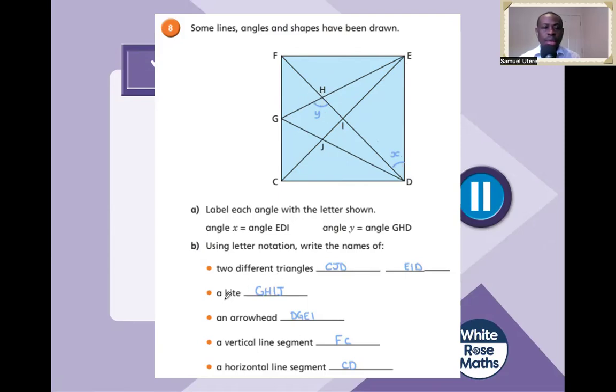Next, you should use the correct letter notation to write the names of a kite. So the kite, G, H, I, J. You can see that's the kite here. And then an arrowhead, D, G, E, I. And you can see that's the arrowhead. Next, a vertical line segment. It could be FC, it could be ED. A horizontal line segment could be CD or FE.